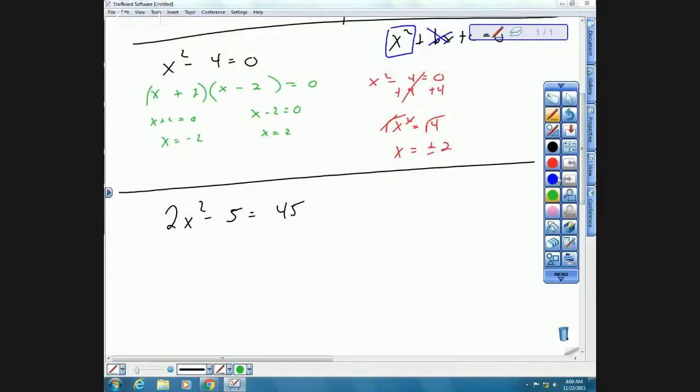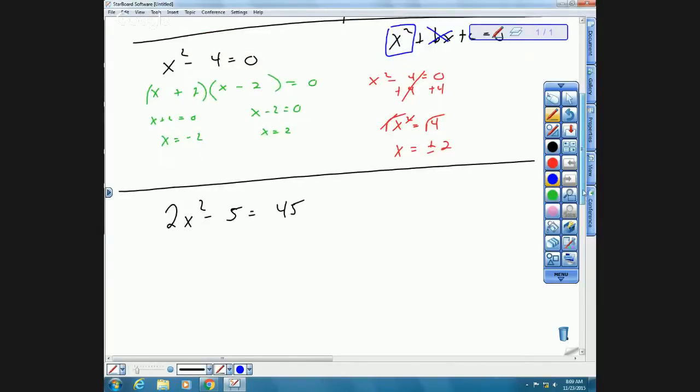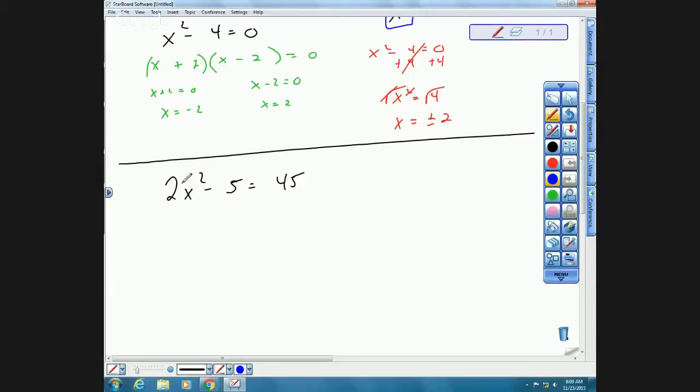Okay, so if you have more than one thing in there, again, there's only an x squared here, so let's just solve for x squared, get x squared by itself. So add 5 to both sides, and then divide both sides by 2.